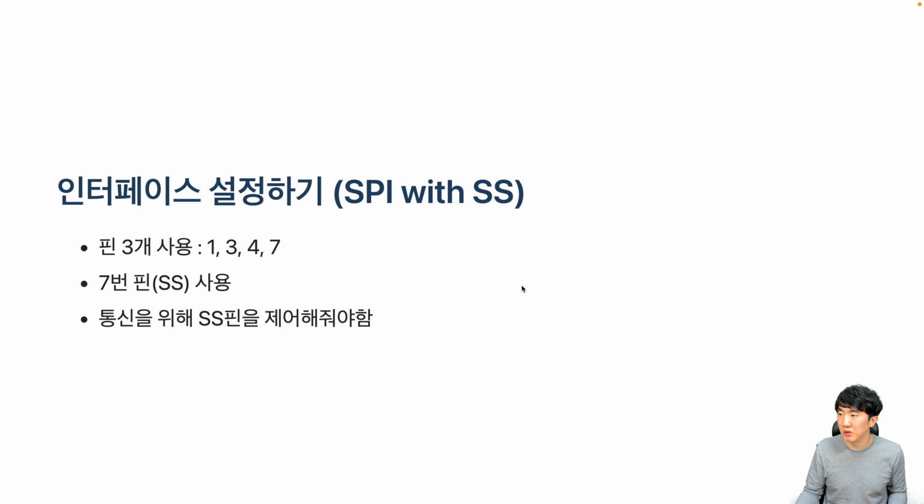Next, we have SPI with slave select. Although slave select was not used before, it will be used here. If you want to control the enable or disable functions related to the slave select pin when communicating with other SPIs later, you can set it in this mode. When using this mode, you need to control the enable and disable functions through the slave select pin. I'm sorry, but there are 4 pins, not 3. We use pins 1, 3, 4, and 7.